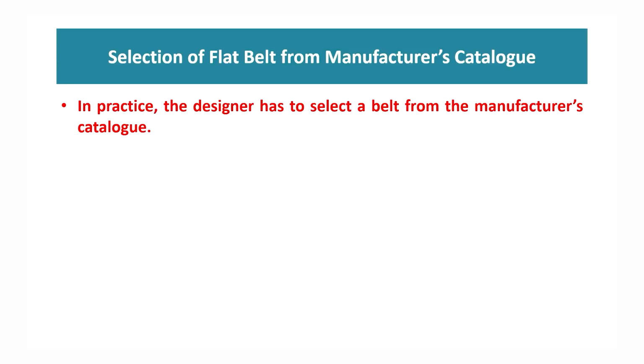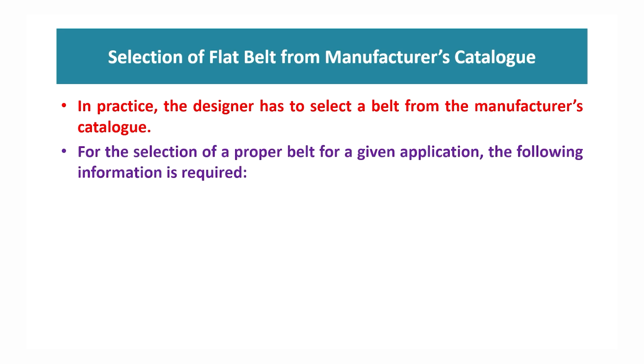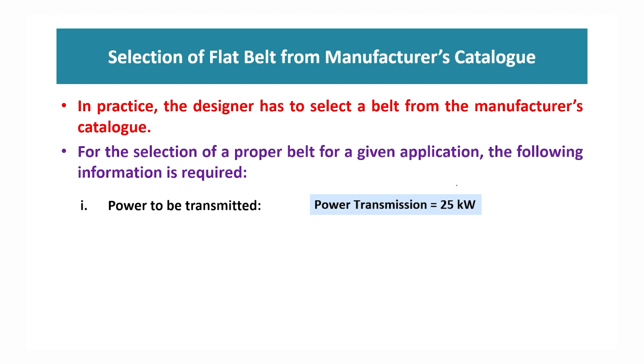Now, selection of flat belt from the manufacturer's catalog. In practice, the designer has to select a belt from the manufacturer's catalog, and for the selection of a proper belt for a given application, the following information is required. The first is power to be transmitted. In our case, it is given as 25 kilowatt. The input and output speeds.